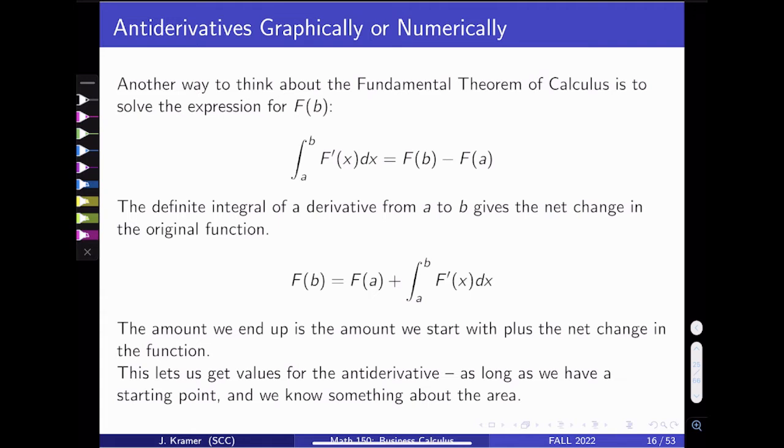This lets us get values for the antiderivative as long as we have a starting point and we know something about the area. So right now we're still just working graphically and numerically instead of with the formulas of the antiderivative. That will be covered in the next video.